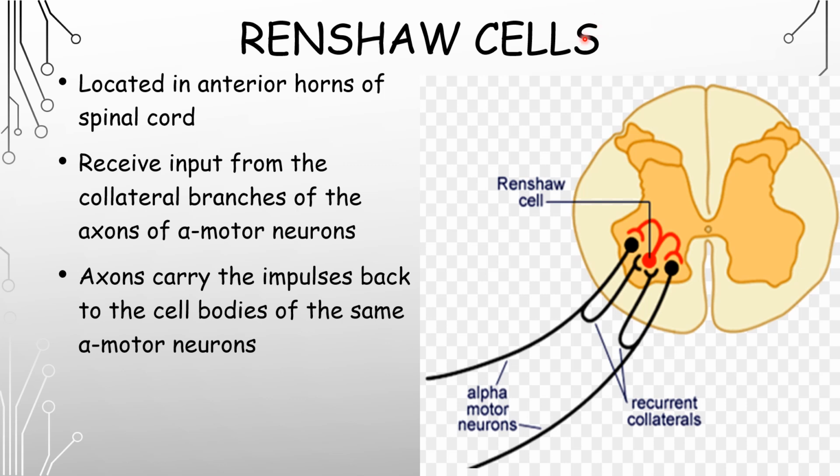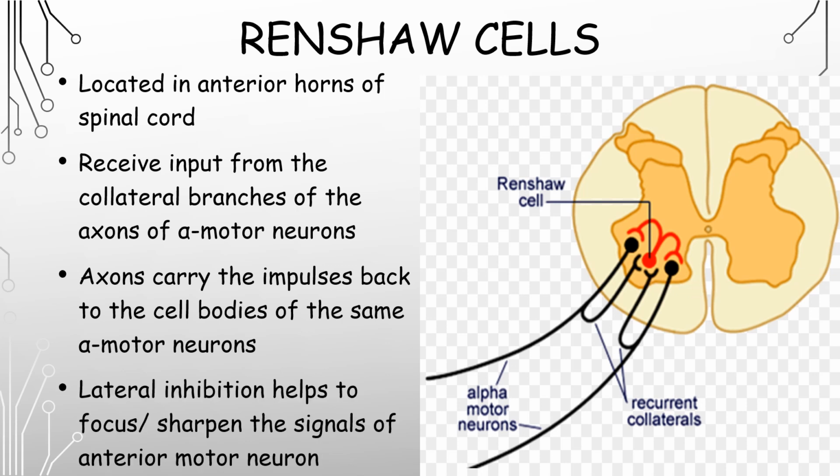The stimulation of each motor neuron tends to inhibit the adjacent motor neurons. This effect is called lateral inhibition. This lateral inhibition helps to focus and sharpen the signals of the anterior motor neurons.